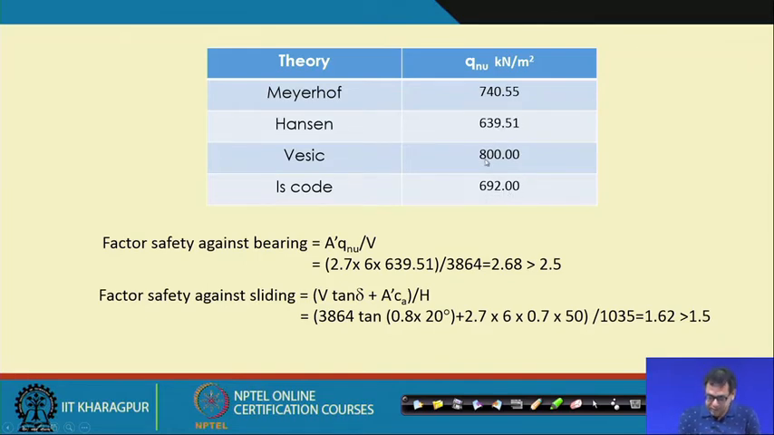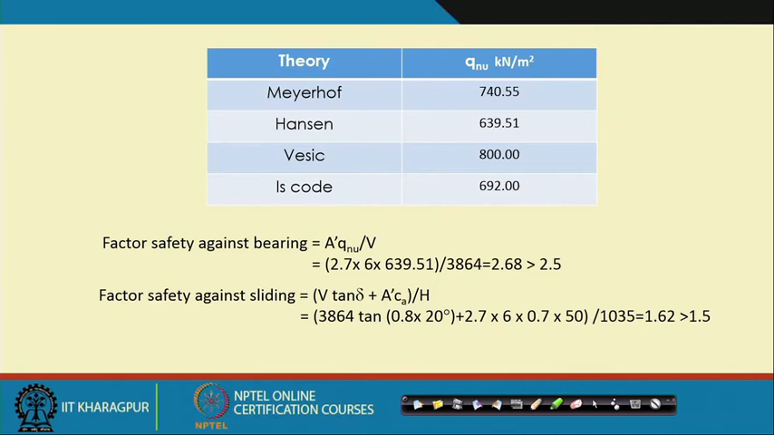From here I can see that the Hansen expression has given the lowest value, but that also depends on the c and phi values that you are choosing. It is not that the Hansen expression will always give you the lowest value. That also depends on the c phi that you are choosing. But this is the summary of this problem.